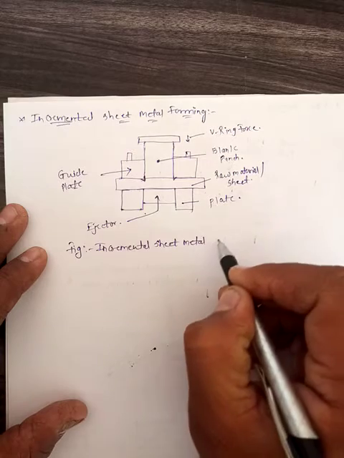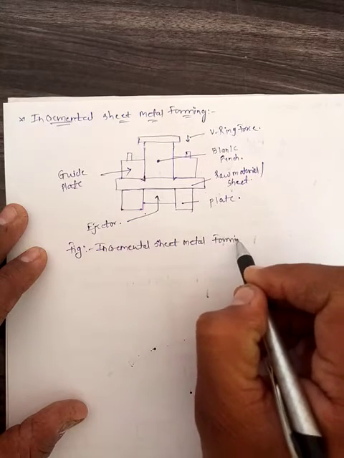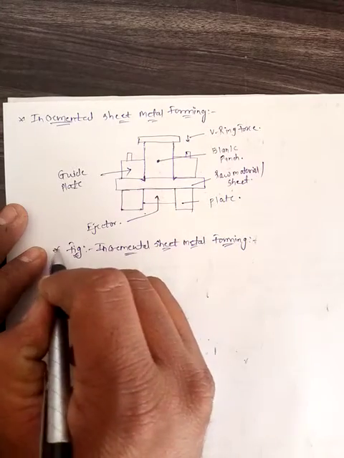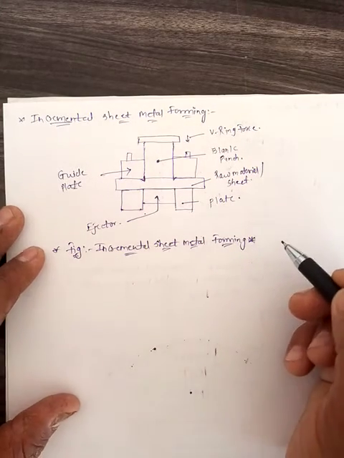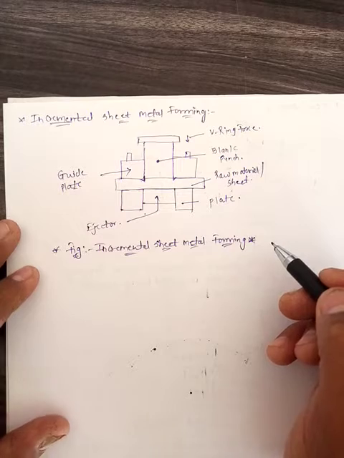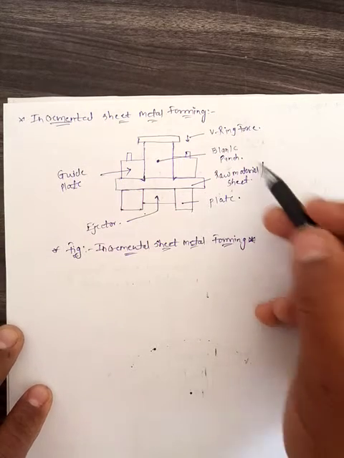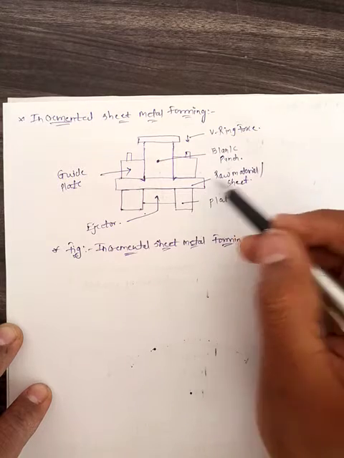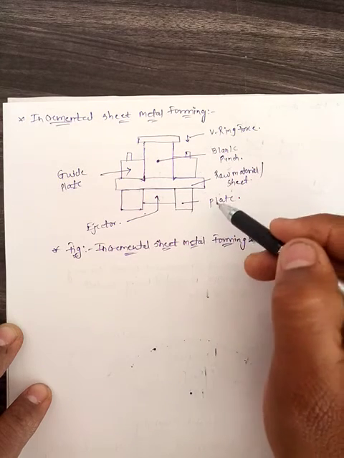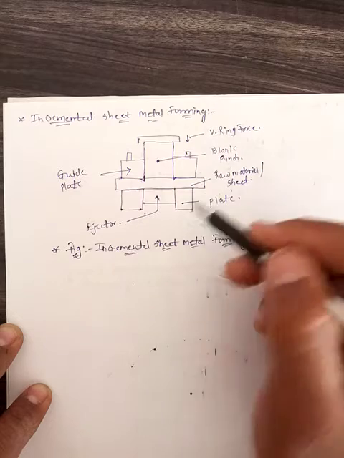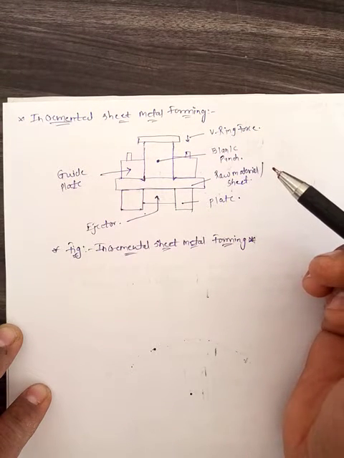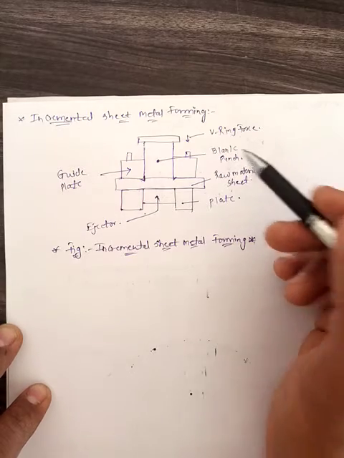Figure of the incremental sheet metal forming process. Okay, now see here the working. This is the wearing force, blank punch, raw material or sheet. It is a plate, ejector, guide plate. Now see here how it works.